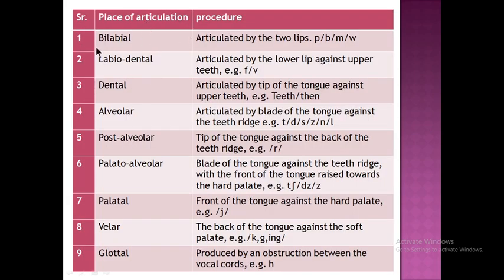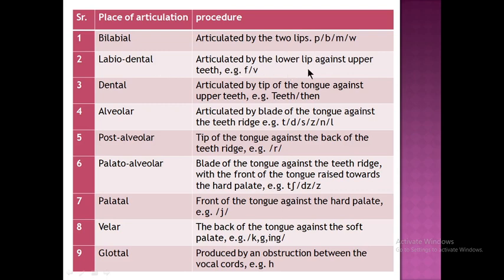So, place of articulation. The places of articulation are bilabial, labiodental, dental, alveolar, post-alveolar, palato-alveolar, palatal, velar, and glottal. So, one by one we will understand all of these. Bilabial, articulated by two lips only. These are divided into two different categories: the place of articulation and the procedure which is followed. Bilabial, articulated by the two lips.